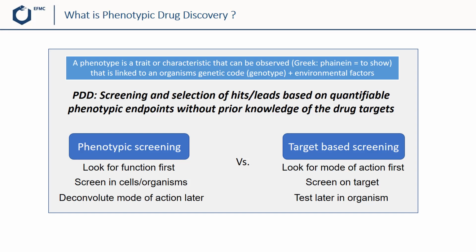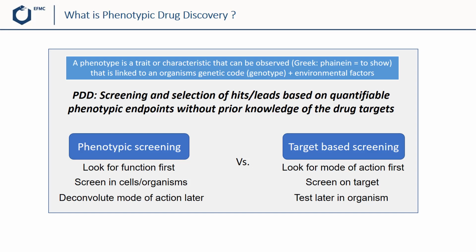Now, what is phenotypic drug discovery? Let's define a phenotype in the context of drug discovery first. An organism's phenotype is a result of 2 basic factors: the expression of its genetic code, its genotype, and the influence of environmental factors. And overall, a phenotype can be observed and quantified. This covers the organism's morphology or physical form and structure, its developmental processes, its biochemical and physiological properties, its behavior, and the products of this behavior.